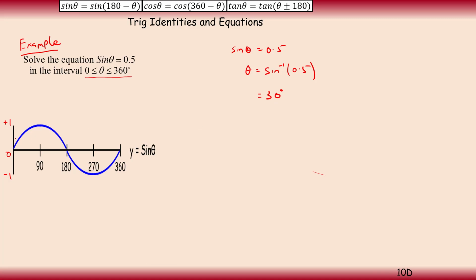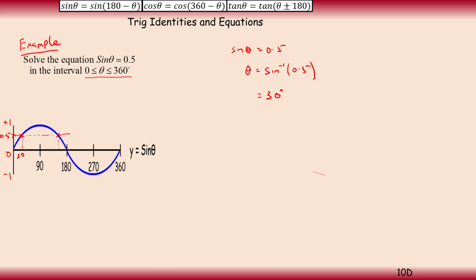Now if we come to our graph here, 0.5 is halfway, so it will be approximately there. And if we draw a line across to see where 0.5 intersects our curve, it does so at 2 points, there and there, which means we have two solutions. That's our 30 degrees. Let's just label that 0.5. That's our 30-degree solution. But there's also a solution here.